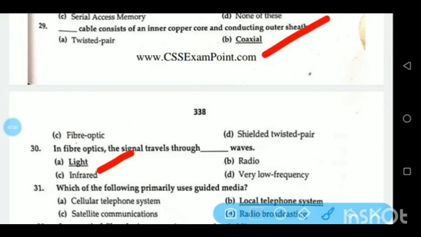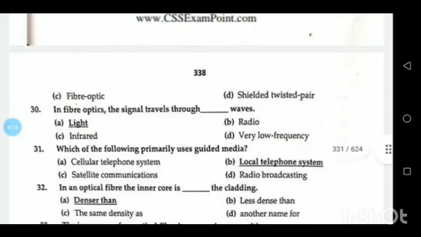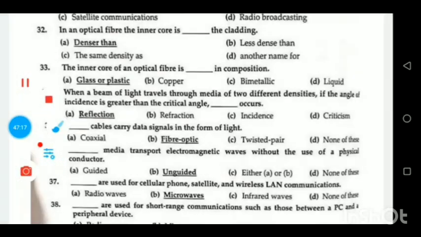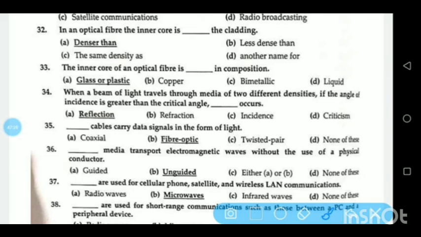In fiber optics, the signal travels through light waves. Which of the following primarily uses guided media? Local telephone system. In an optical fiber, the inner core is denser than the cladding. The inner core of an optical fiber is glass or plastic in composition.